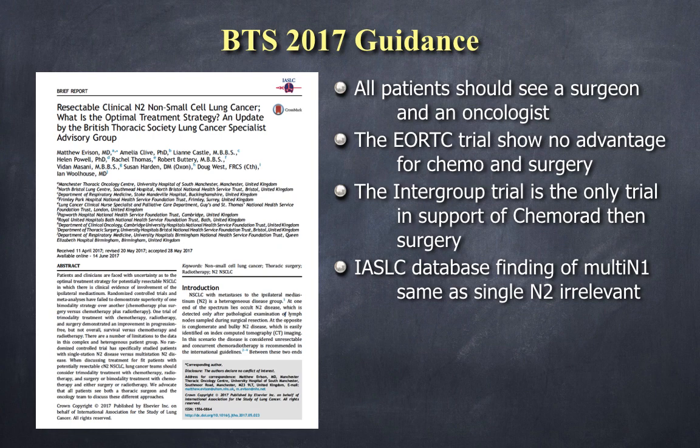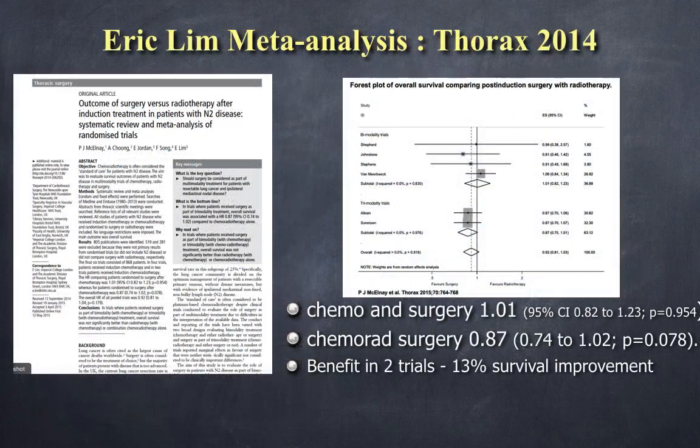The British Thoracic Society issued a statement in 2017. They weren't quite as strongly worded as NICE, but they did say that the INTERGROUP trial, which we'll go through, is the only trial in support of something. The EORTC's negative trial and all other studies individually have been negative trials. But they were a lot more gentle.